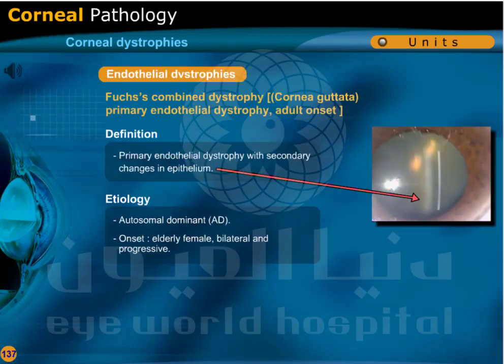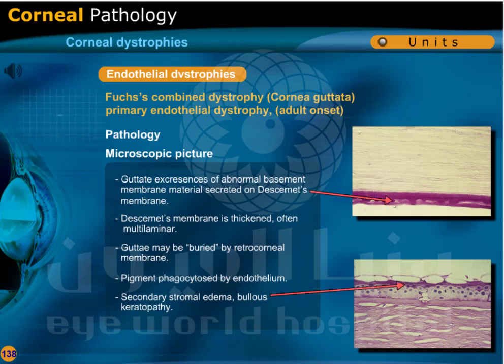Fuchs combined dystrophy. Cornea guttata, primary endothelial dystrophy, adult onset. It is a primary endothelial dystrophy with secondary changes in the epithelium. It is autosomal dominant, affecting the elderly female bilaterally, and it runs a progressive course. Microscopically, there are guttate excrescences of abnormal basement membrane material secreted on Descemet's membrane. Descemet's membrane is thickened, often multilaminar. Guttae may be buried by retrocorneal membrane. Pigment is phagocytosed by endothelium. Secondary stromal edema and bullous keratopathy are present.